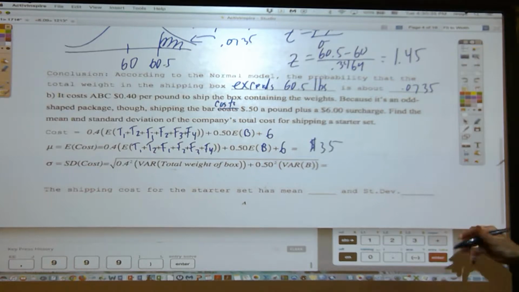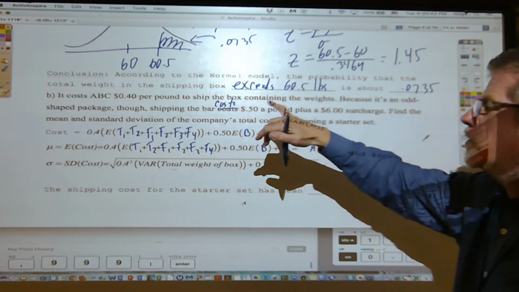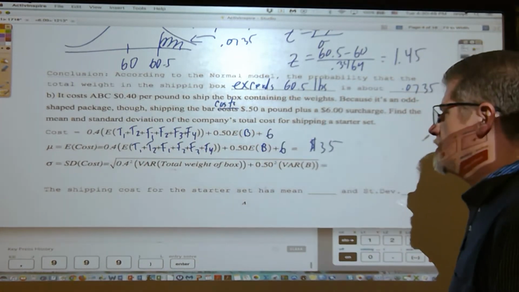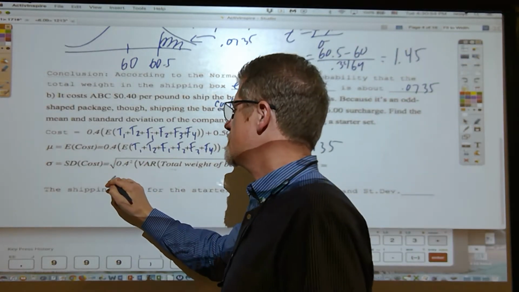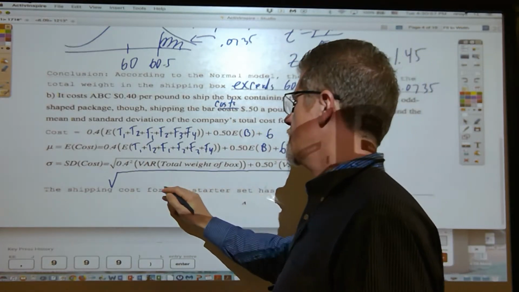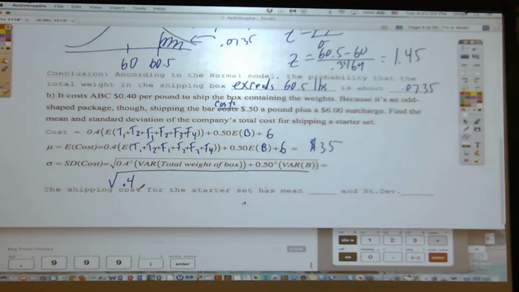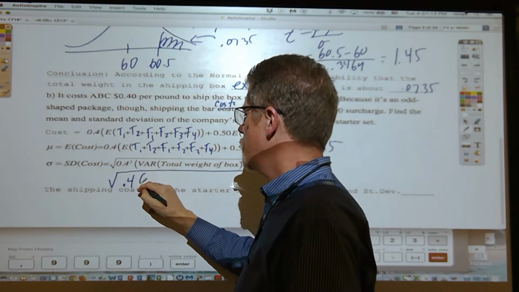So for the standard deviation, remember we had, so that 0.4 is going to multiply onto the standard deviation. And the 0.5 also multiplies into the standard deviation. So the way that I would set this up is we're going to take 0.4, and the 0.4 gets multiplied by all of these. So I'm just going to factor out the 0.4.